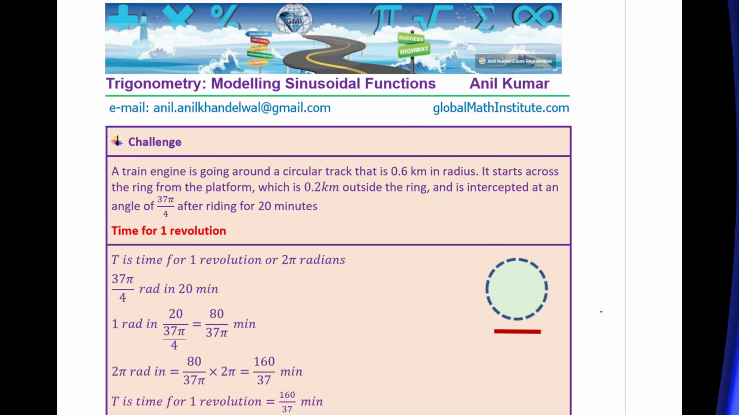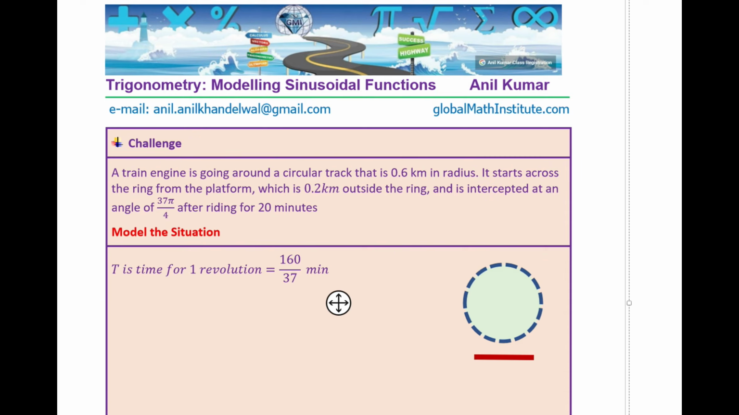Correct? Okay, so let's move forward to model. So now we just calculated that the time period for 1 revolution is 160 over 37 minutes. We need to now model the situation. So let's try to understand. It says a train engine is going around a circular track that is 0.6 kilometers in radius. It starts across the ring from the platform.